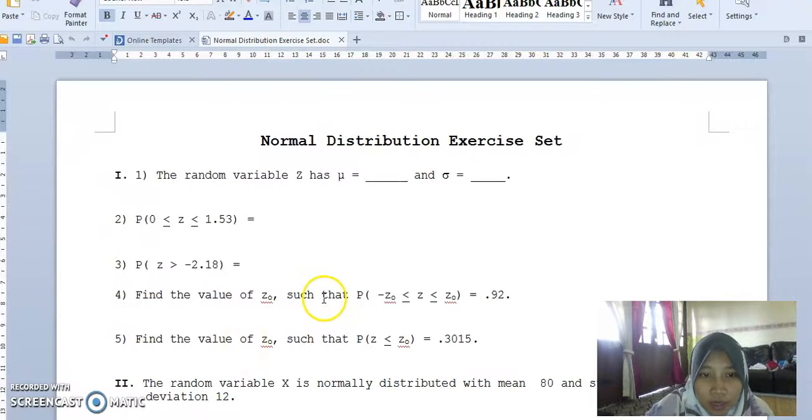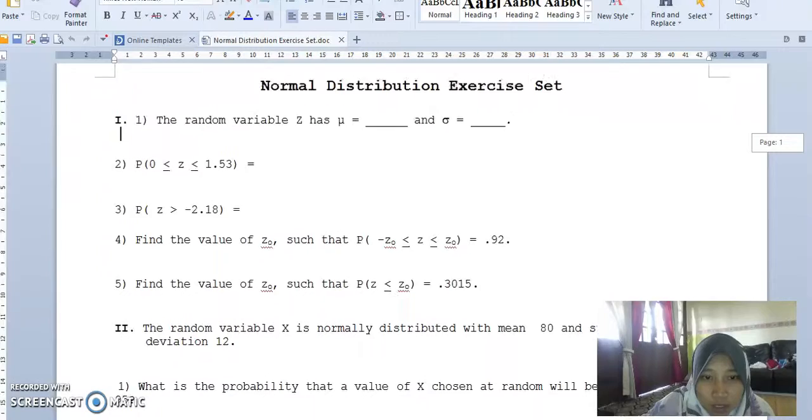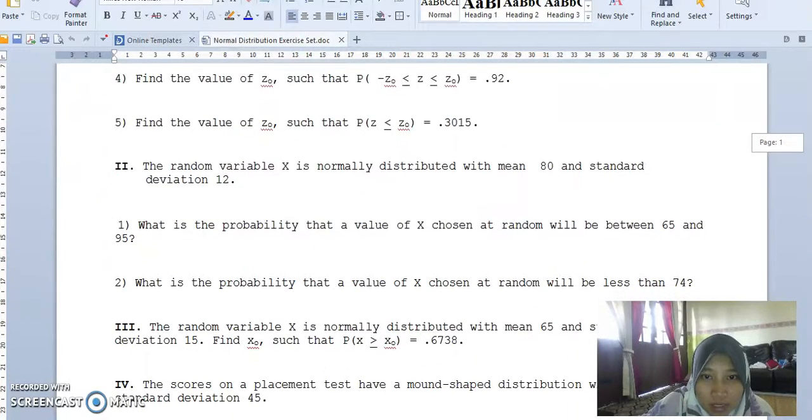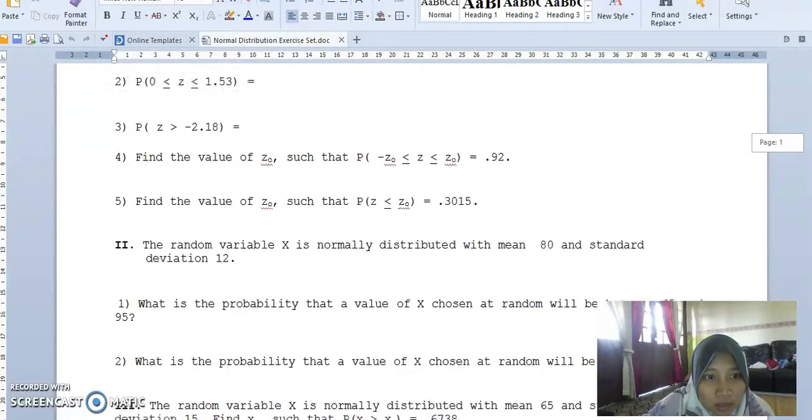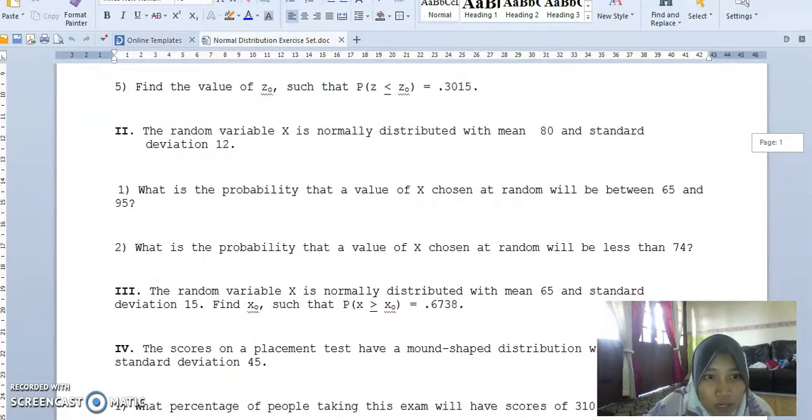Alright, good afternoon everyone. I am going to show you two more examples related to normal distribution. Okay, so let's go through the exercises that I have provided earlier. Okay, let's have a look at question number 2.